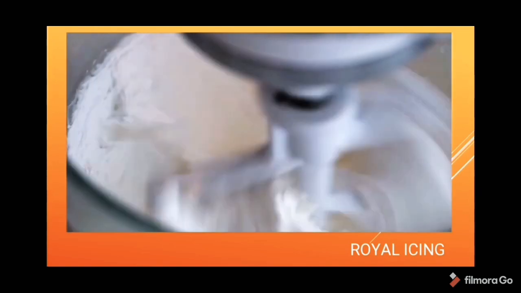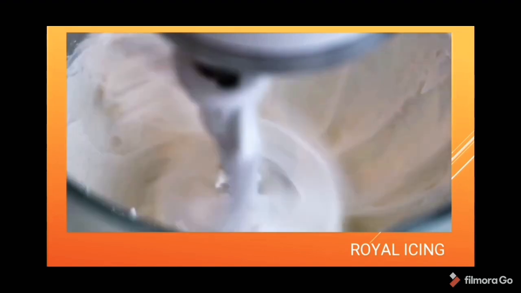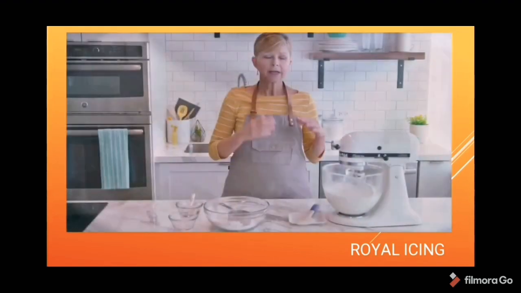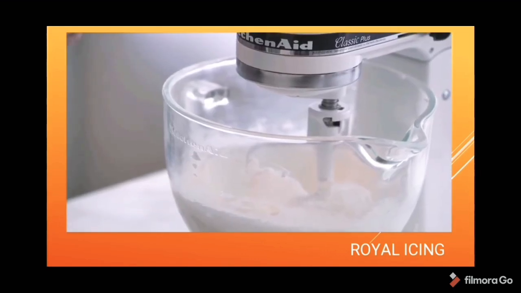It's been about 6 minutes, and look how fluffy this is. If your icing is still looking a little flat, you can switch to medium speed, and I'm going to let this go for one more minute. It's been about 8 minutes, and I think my royal icing is pretty much done.